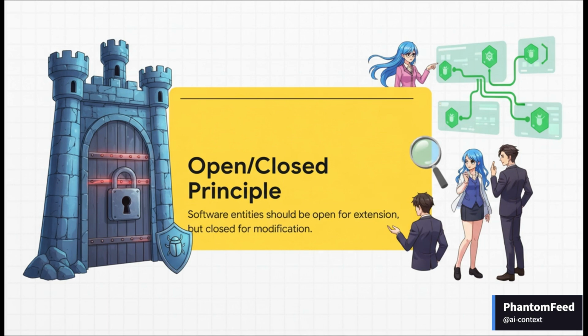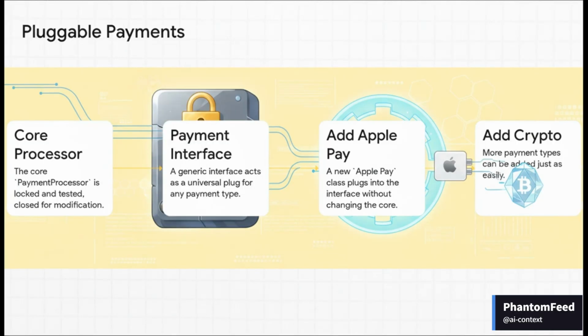But open for extension means you've built it in a clever way so you can easily add new functionality around that stable core. This is just a brilliant example. See that core payment processor in step 1? Notice the little lock icon? It's closed. We're not changing it.